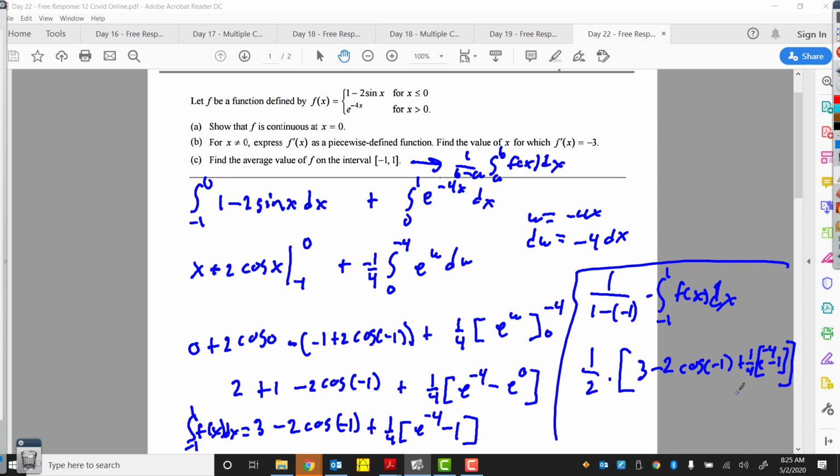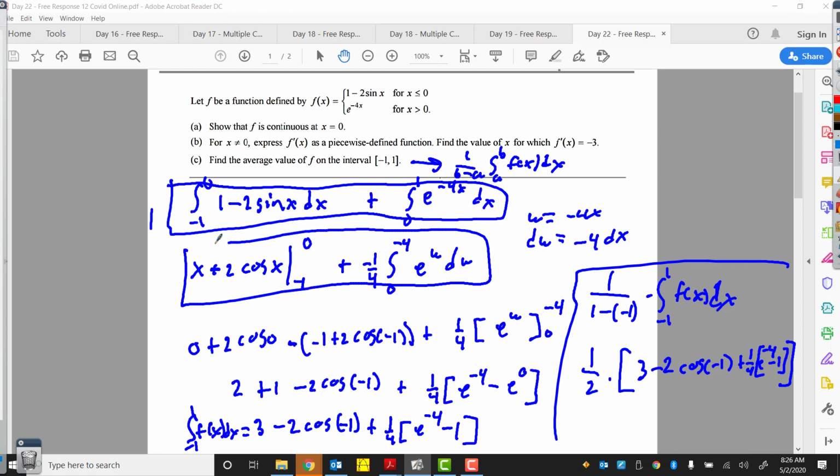So this is 4 points. 1 point for setting up both of these integrals. So 1 point, not each, 1 point for getting both of them set up correctly. 2 points for the correct antiderivatives. And then 1 point for your final answer. Okay? So that is the last free response question this week, or this year.